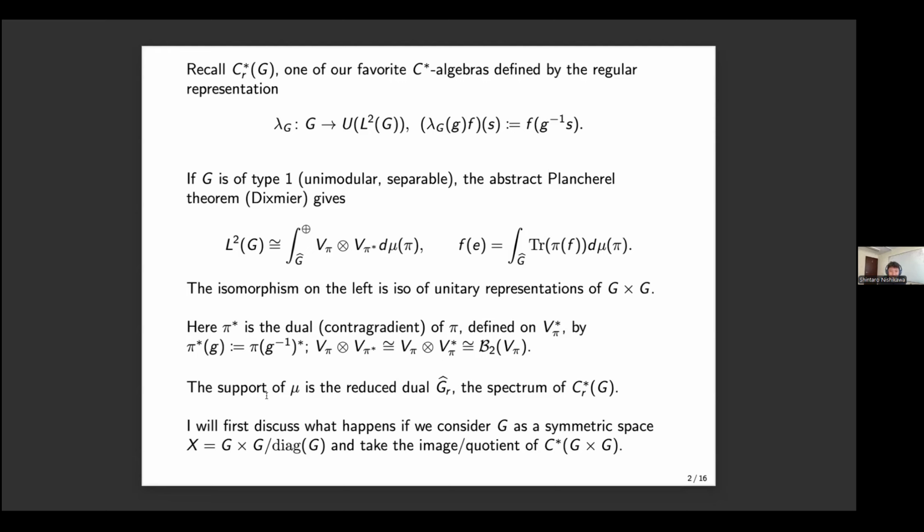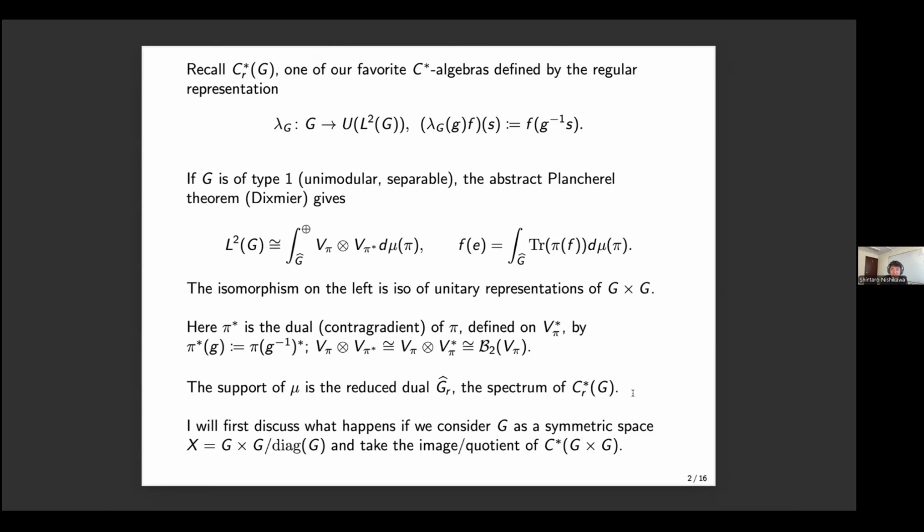Then the support of mu is what we call the reduced dual of G. Mu is a measure on G hat, which is a nice measurable space in the case where G is type 1. This measure mu has a support, and that coincides with the spectrum of the reduced C-star algebra of G, the space of irreducible representations of C-star reduced of G.